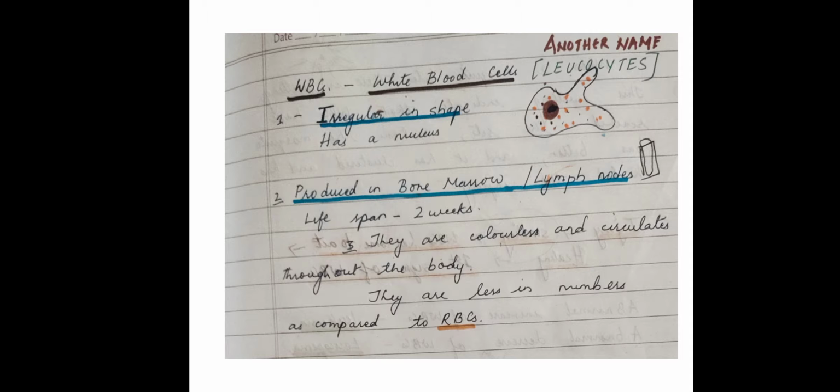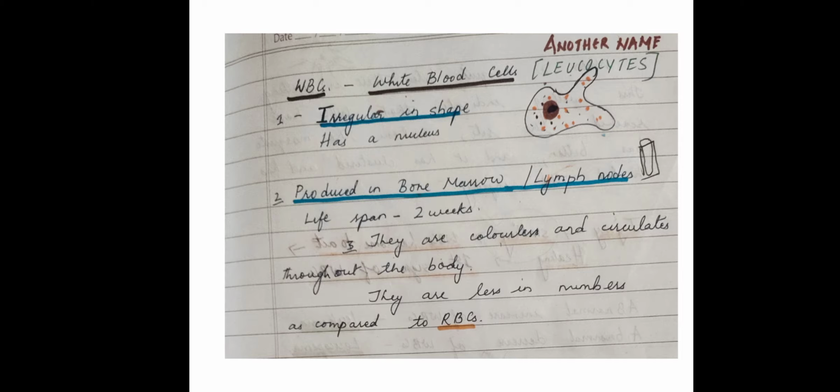First, they are irregular in shape and have a nucleus. They are produced in bone marrow and lymph nodes. Lifespan is 2 weeks. They are colorless and circulate throughout the body. They are less in numbers as compared to RBCs.